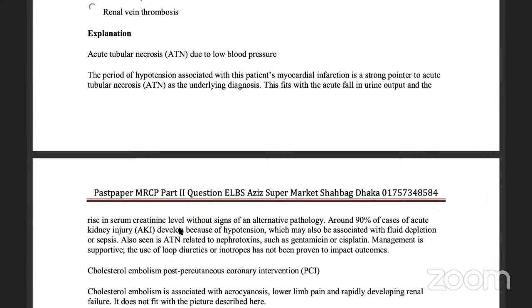Around 90% of cases of AKI develop because of hypotension, which may also be associated with fluid depletion or sepsis. Also seen in ATN related to nephrotoxins, such as gentamicin and cisplatin. Management supported the use of loop diuretics; inotropes have not been proven to impact on outcome.